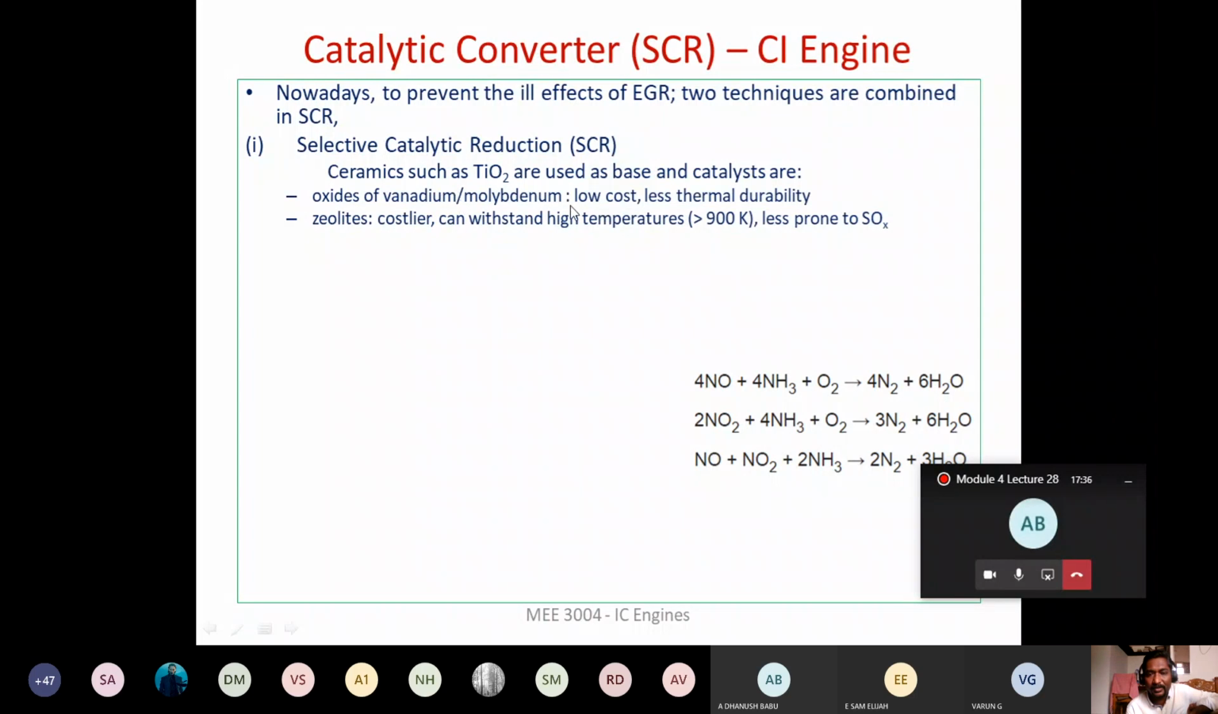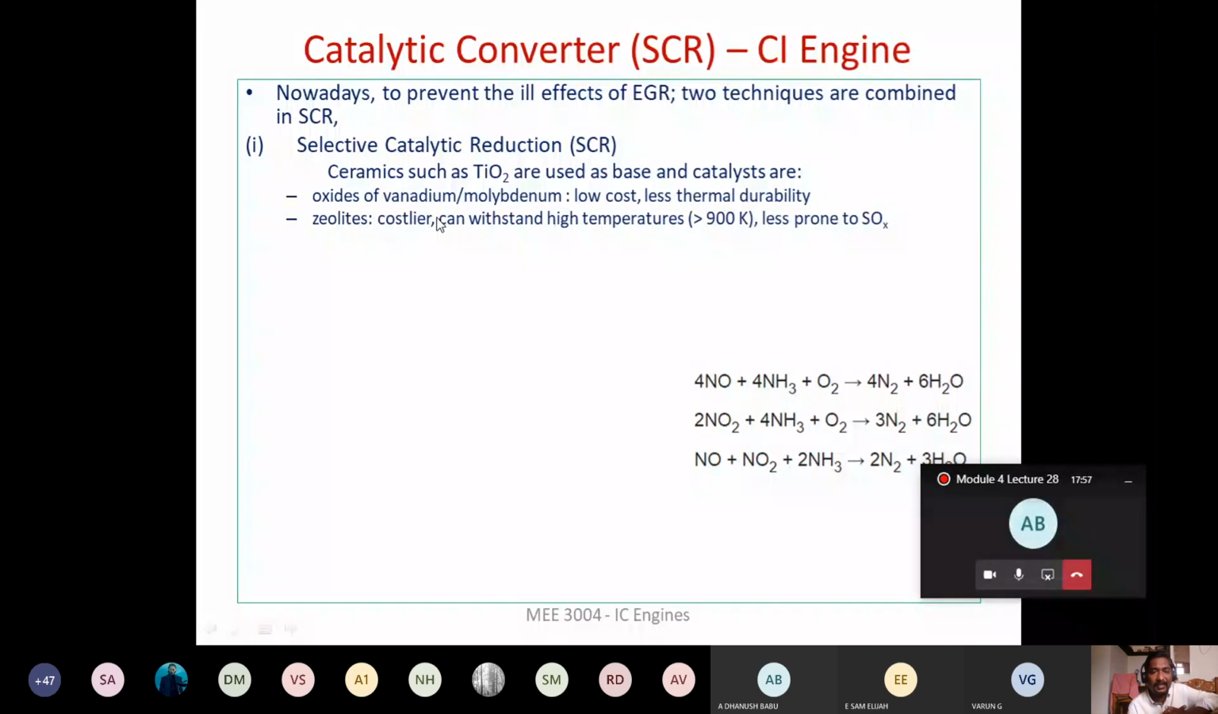And the other option is that if you go for the cheaper catalyst, this does not have high thermal durability. At higher temperature, it was not performing well. So they have gone for the other catalyst, which is nothing but zeolite. This is costlier compared to this. However, this can withstand higher temperature, right? It can withstand more than 900 Kelvin.